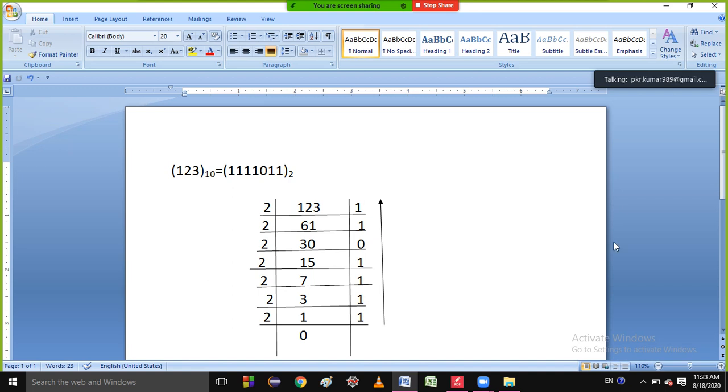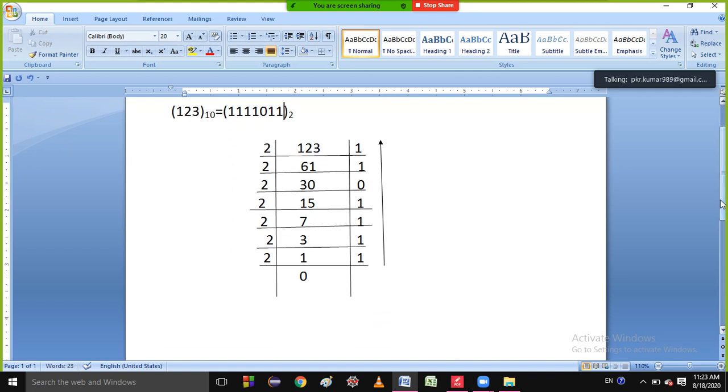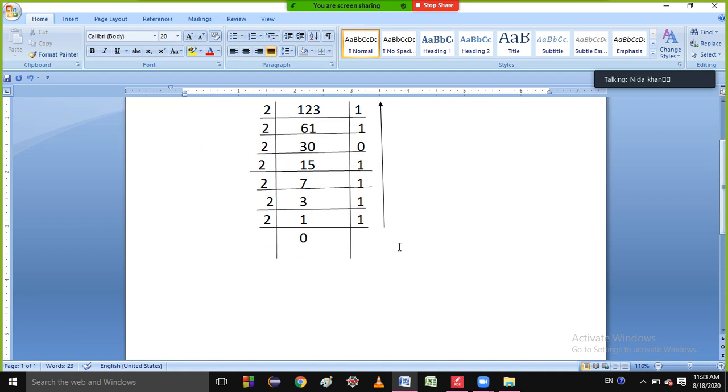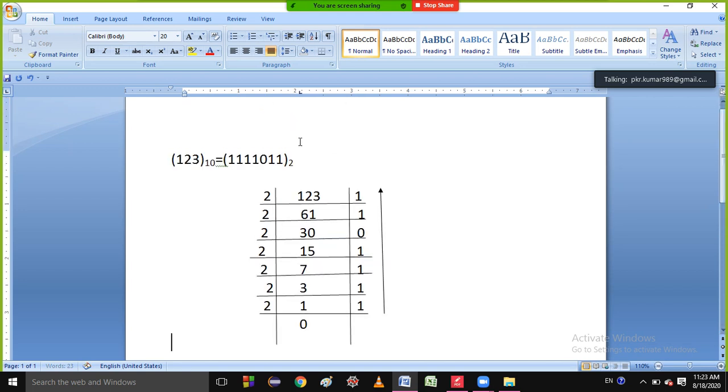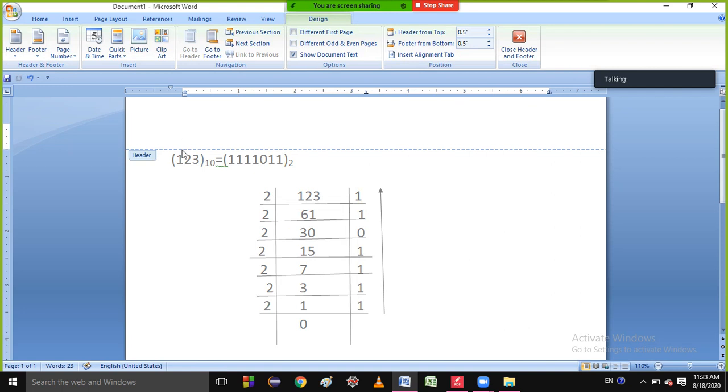So I think after explaining this question and this answer, you people are able to write the answer. Can you write? If I give any type of question, then you will solve it.